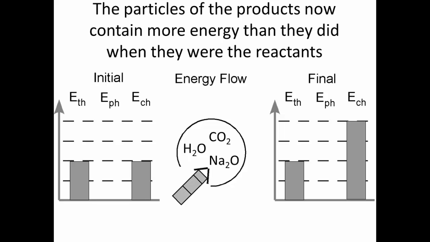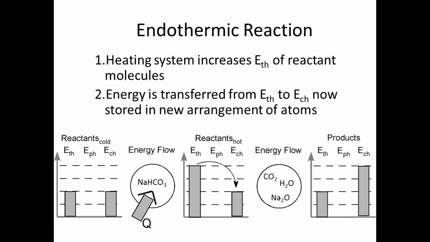Since this rearrangement required energy for it to occur, the products must have more energy stored in their bonds than the reactants did. So when all is said and done and we take the heat away, the products will be at room temperature, but the chemical energy of the particles will have increased. This is what is called an endothermic reaction.